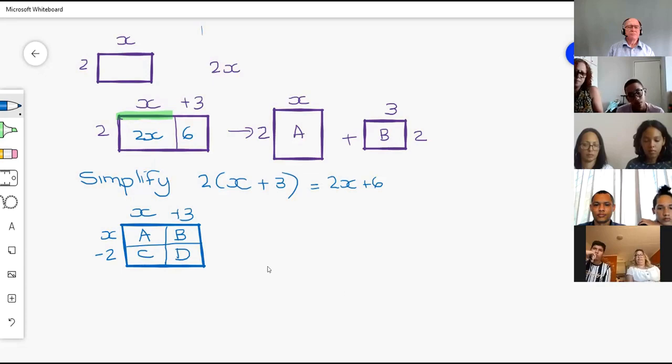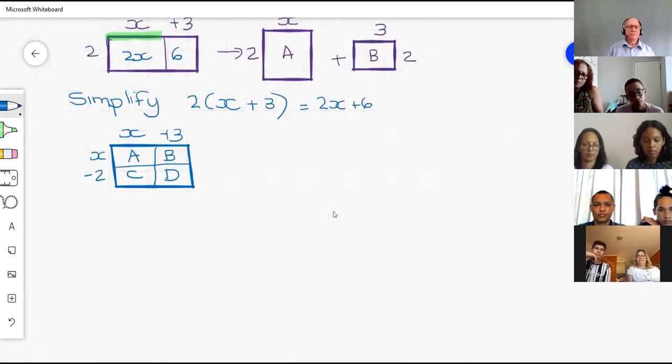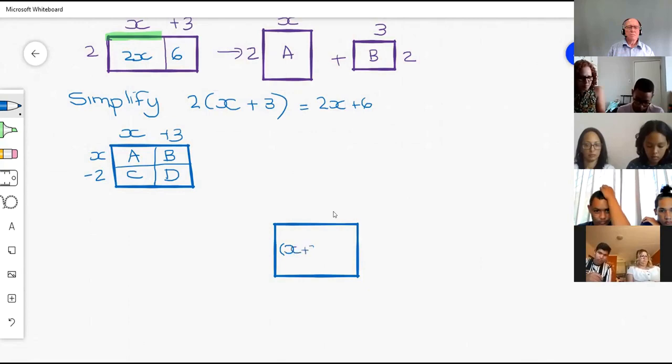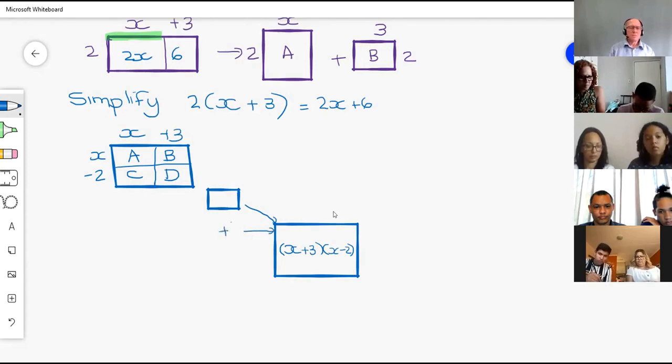Now with a multi-flow map, I want you all to quickly draw me a multi-flow map for the area of the big rectangle. So this is x plus 3, right? That's x minus 2. We're going to add stuff, right? What are the things that we're going to add?